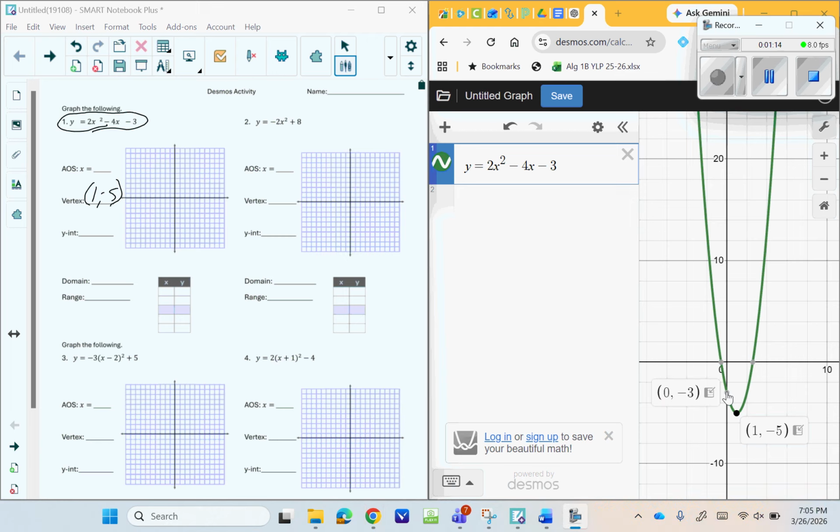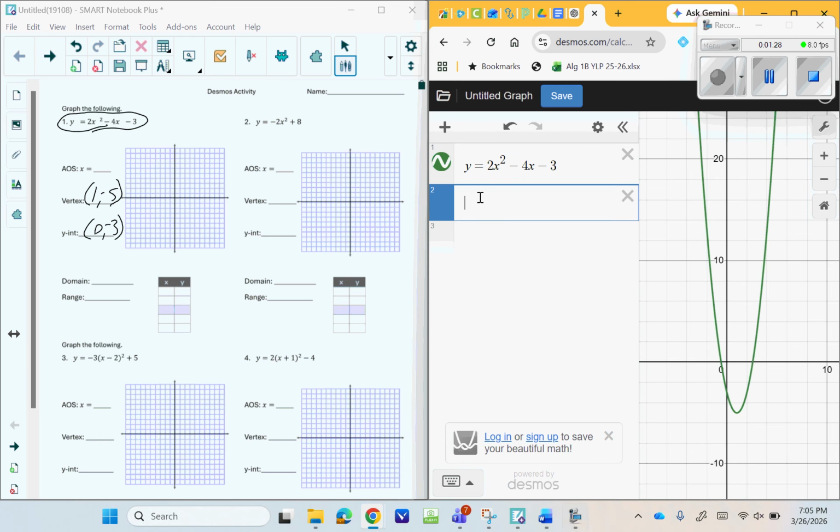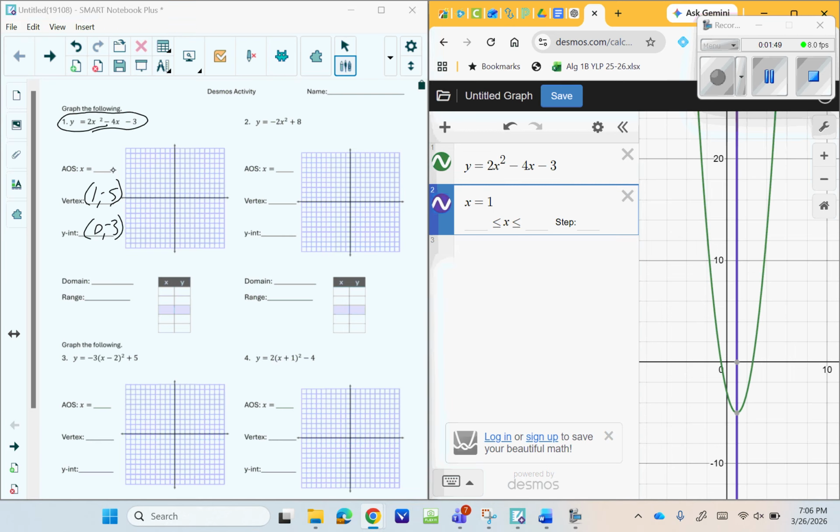Something else that you should be familiar with is right here, that's where it crosses the y-axis. It crosses it at 0, -3. And this thing that you see over here called AOS, that's called the axis of symmetry. What that does is it cuts it in half. It's actually a line, so that's why it says y or x equals. And it's always going to match the x value of the vertex. So the x value of the vertex is 1, and our axis of symmetry is going to be x equals 1. Do you see how it cuts that parabola in half? That's what we want.